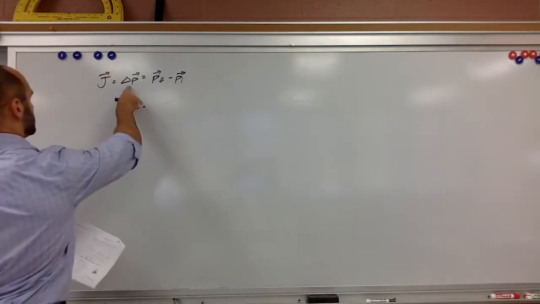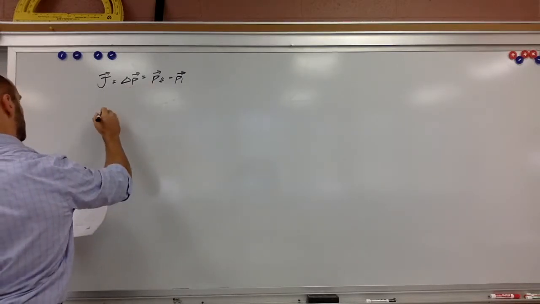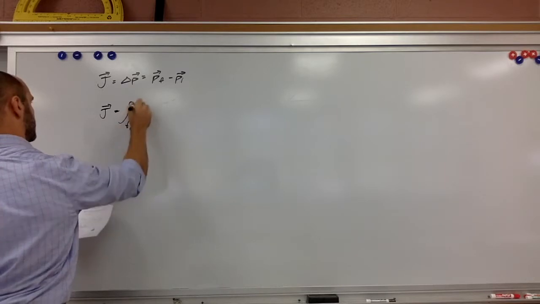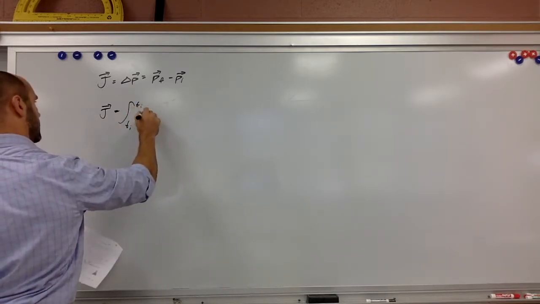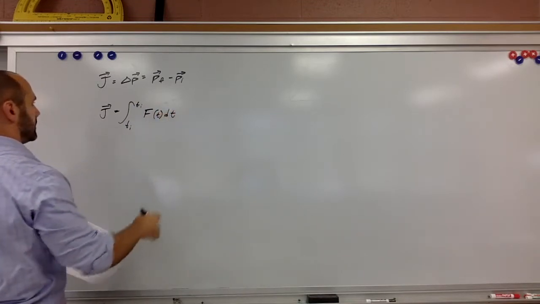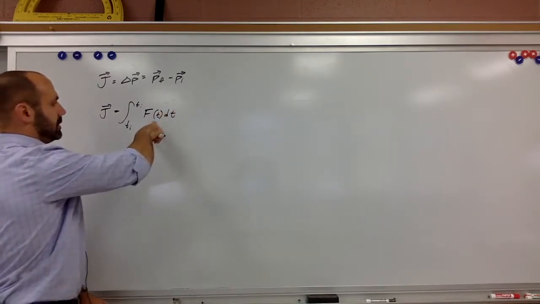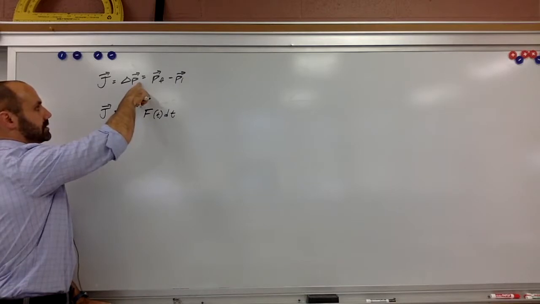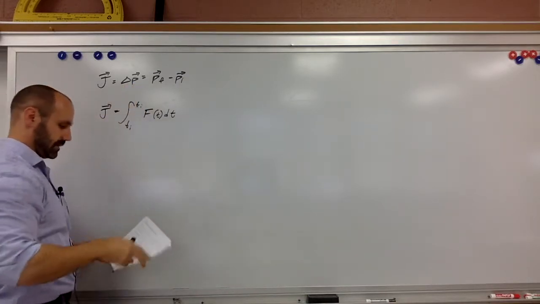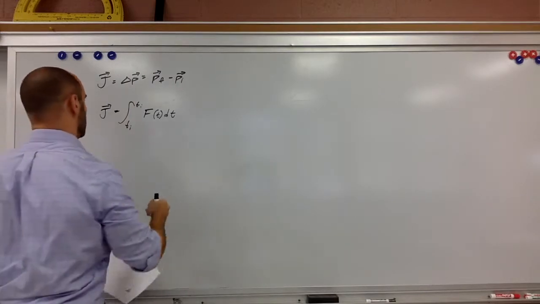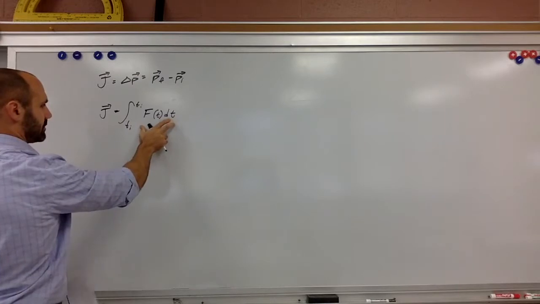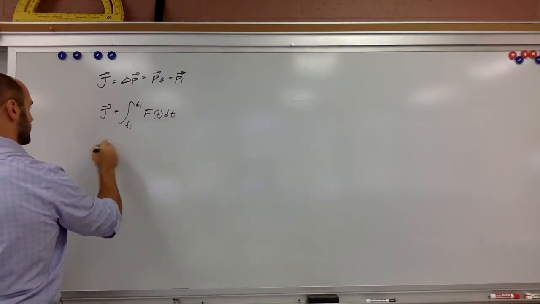Since this is the change in momentum, J is going to be equal to, from time initial to time final, the integral of force with respect to time. Because force is the derivative of momentum, the antiderivative of force will give us the change in momentum. Let's look at this in terms of units as well. We want to keep units in mind here.